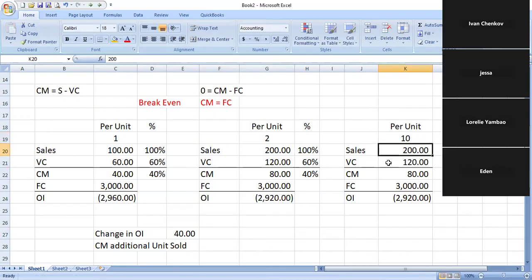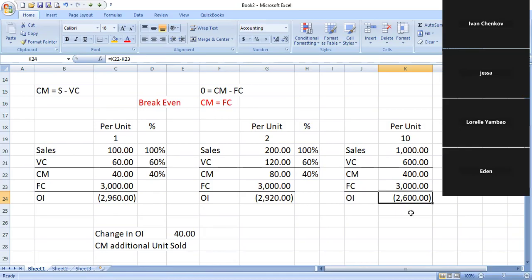If I sell 10 units, how much will be my sales? 1,000. That will be equal to 10 times 100. That will be 1,000. How about my variable cost? It's going to be equal to 10 times 60, 600. Contribution margin will be 400, correct? And that's still not enough to cover my fixed cost. Operating income will be negative $2,600.